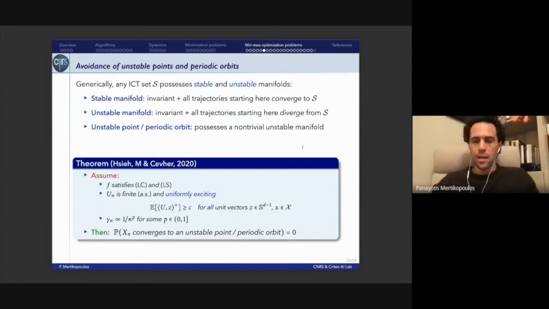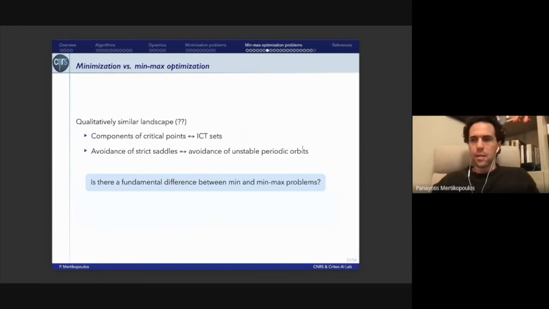This is the last thing I want to say before starting to address Florian's question: in a sense, this gives us a landscape which from a very high level would seem qualitatively similar to the minimization landscape. If you take components of critical points, these are analogous to ICT sets, and avoidance of strict saddles maps to avoidance of unstable periodic orbits, then you can say you have the same landscape between minimization and min-max optimization problems. And you can ask whether there is a fundamental difference here.